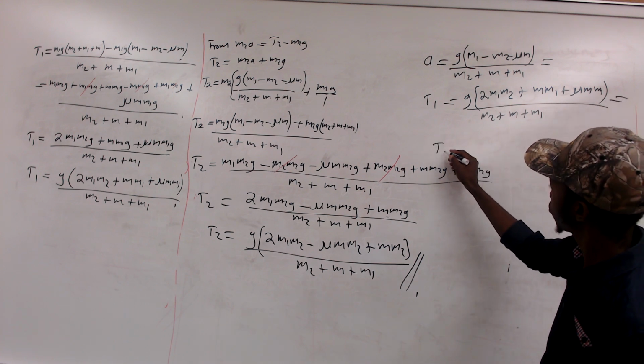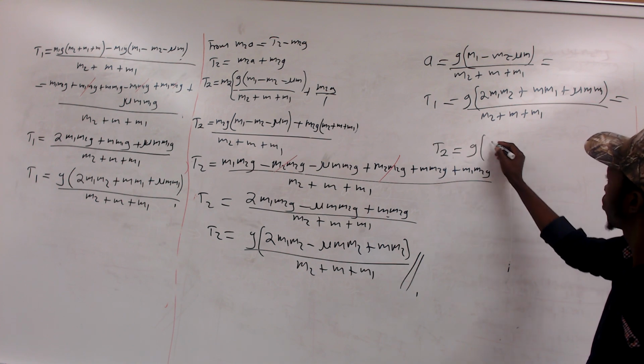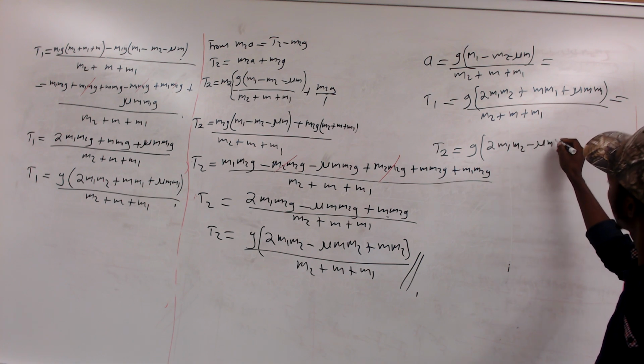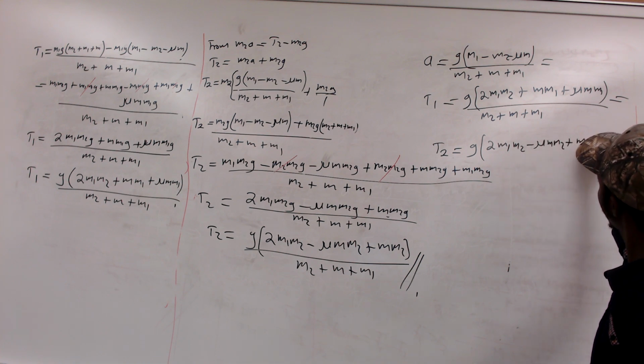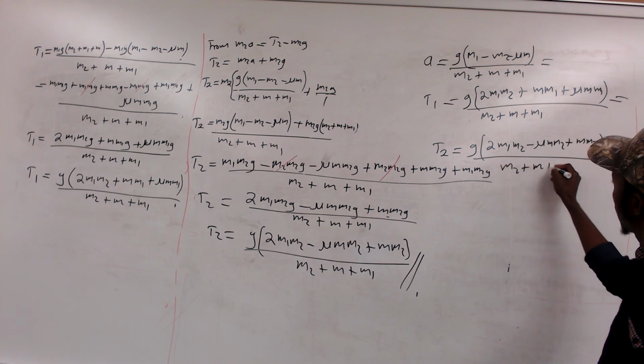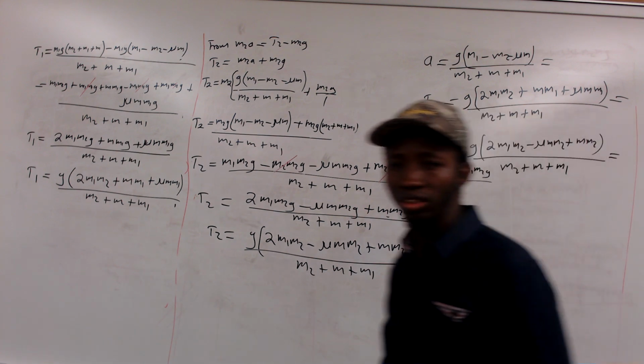So what about T2 again? For T2 again, the same thing. Look at it here. G into 2 M1 M2 minus mu M M2 plus M M2, divided by M2 plus M plus M1. What's going to be the value? I think this is what we need to find.